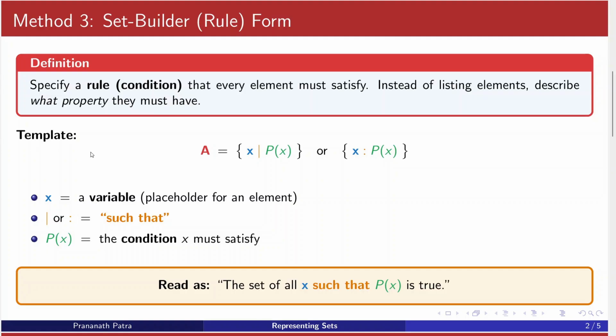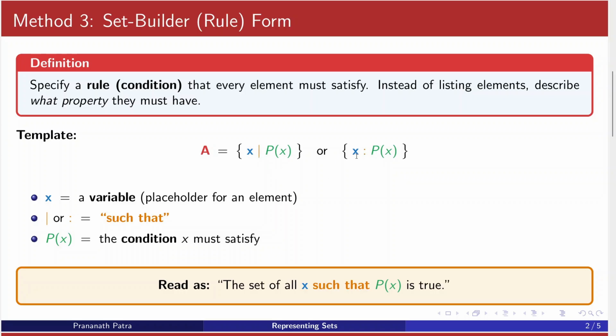Let's look at the template for how we construct this. We use curly braces, just as we always do when talking about sets. We write a capital letter for the set name, such as A, followed by an equal sign. Then, inside the curly braces, we write a lowercase x, followed by a vertical line, and then a capital P with an x in parentheses. Occasionally, instead of a vertical line, you will see a colon used. Please know that both of these symbols mean the exact same thing in this context.